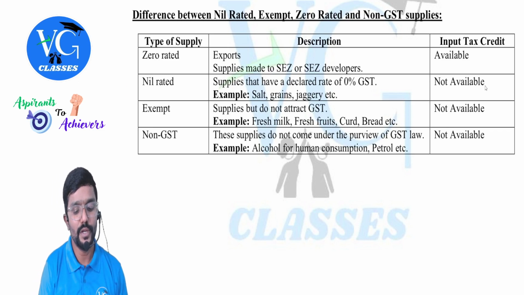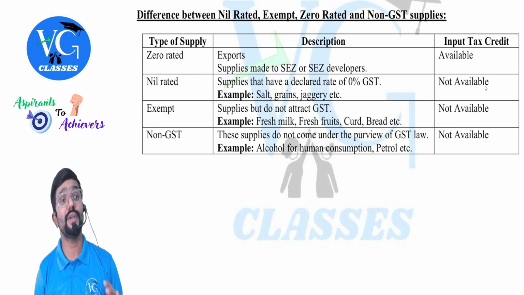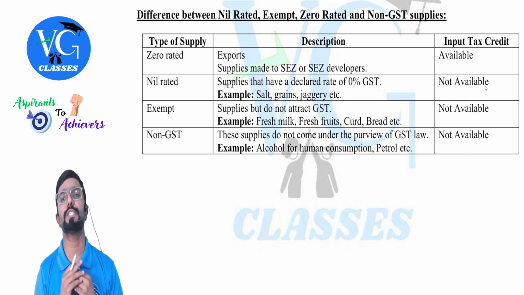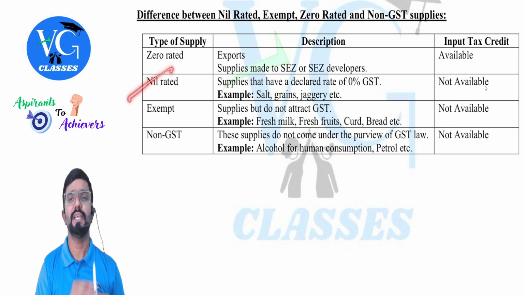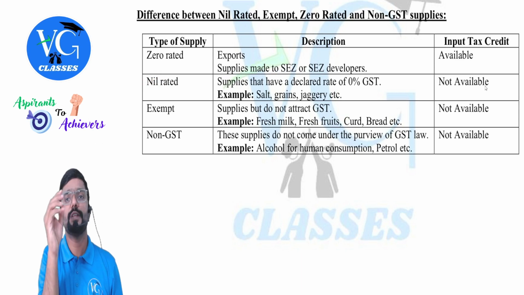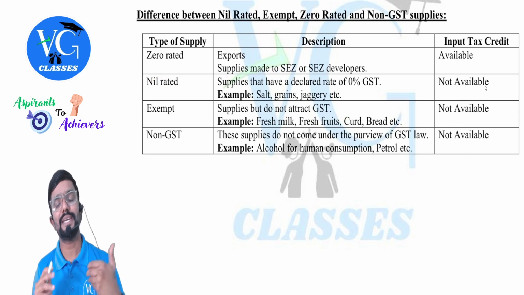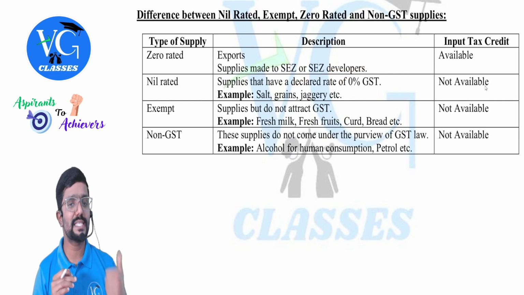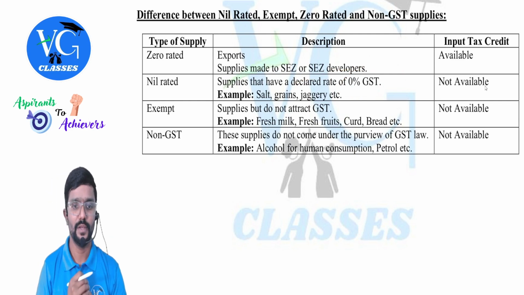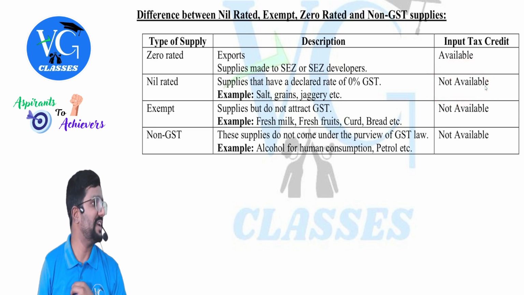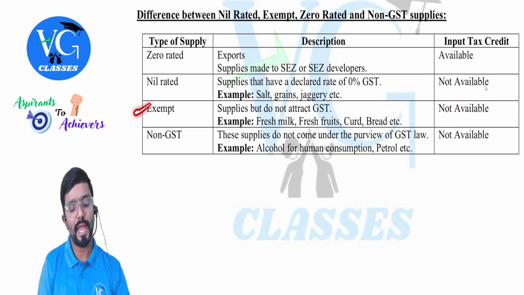Okay, so next, nil rated. Guys, zero rated is different, nil rated is different. Actually, the meaning is the same only, zero, nil. But under GST, they have considered it as two separate things. What is nil rated, guys? It is supplied within India, but for a few goods, they have said the rate is nil. Supplies that have a declared rate of 0% GST or nil rate, for example salt, grains, jaggery, etc. So if outward supply is nil rated, can I claim the credit on my inward supply? No, we cannot claim.